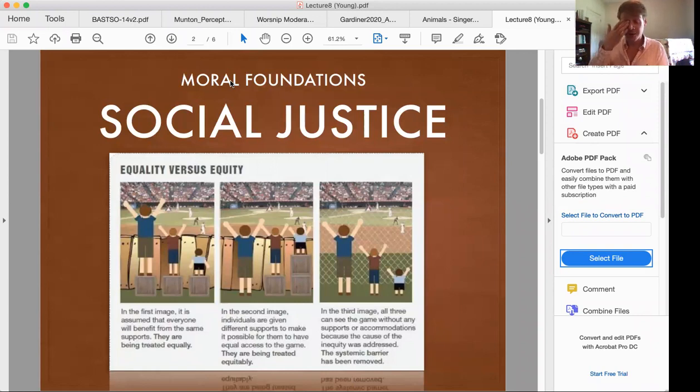So, in this lecture, we're going to be talking about Iris Marion Young's Five Faces of Oppression. And we're going to be talking about social justice and oppression in this lecture. So, this is all framed as a critique of John Rawls' distributive justice theory.